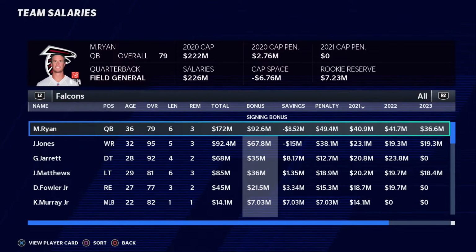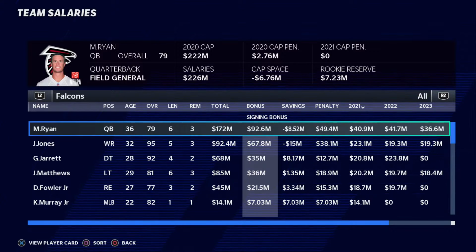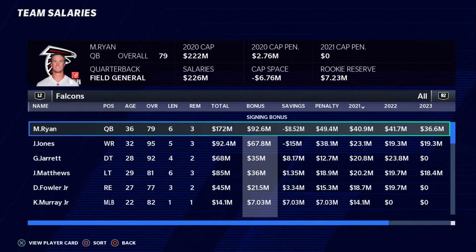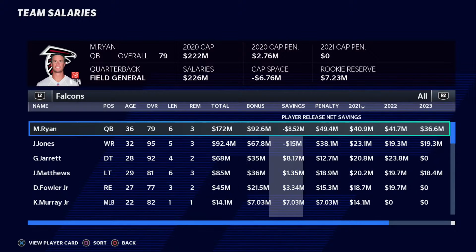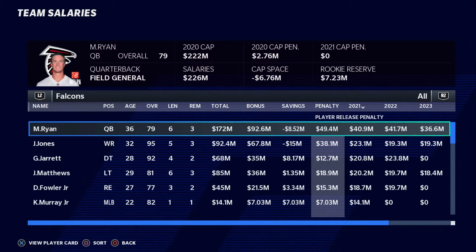So, like, Deshaun Watson was a good example. He had just resigned his deal, so his signing bonus was still fresh. He had to pay all that in one lump sum. Matt Ryan got 3 years left and a $92 million bonus. So yeah, he gonna have to eat a $50 million player release penalty.